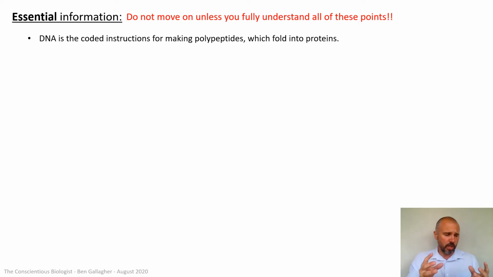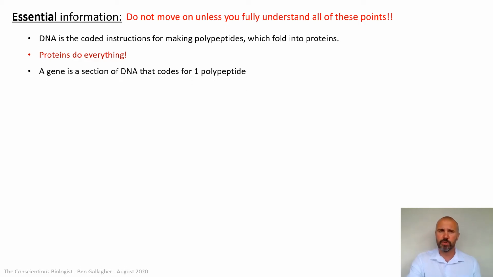So DNA gives you the code, makes that copy that can go out of the nucleus, goes to a ribosome. Ribosome reads the bases on the nucleotides 3 at a time to get the amino acids to stick together in that polypeptide chain. That folds up into the functional protein. That's really essential information. 2, proteins do everything. I've said it so many times in my presentations, but really keep it in mind. Proteins do everything.